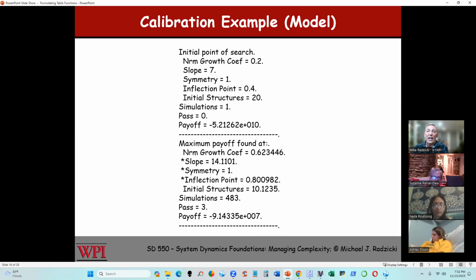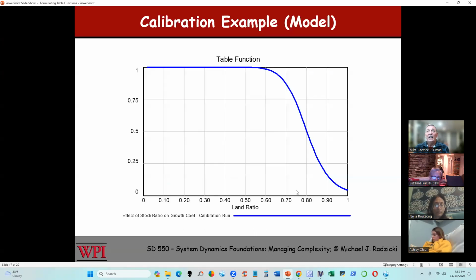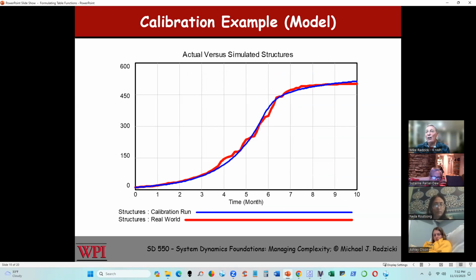It took 483 simulations to find that out. And that's the table function it found. Kind of looks like the one I drew before, not exactly, but sort of, when I did the generic model. And here's how it fit the data to find that.